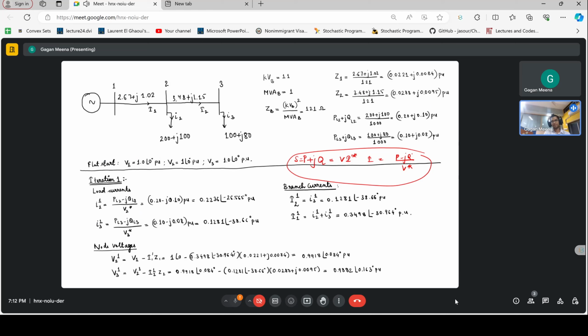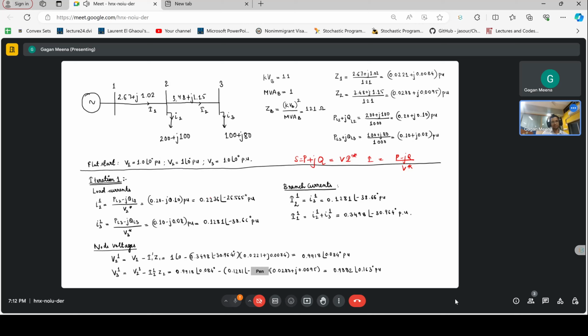Now we can find out the branch currents. So I2 will be the same as I3, and I1 will be I2 plus I3. So this we can calculate. Now that we know the branch currents, we can find out the voltages. V2 will be V1 minus I1 into Z1, which is this. Now V3 will be V2 minus I2 into Z2.